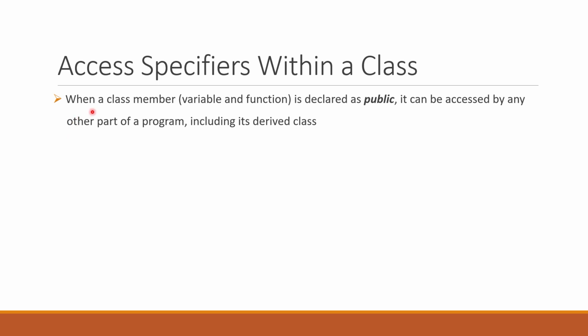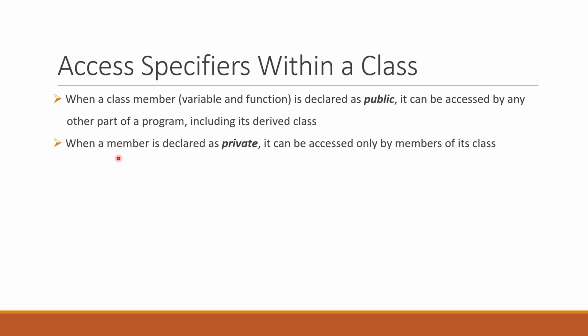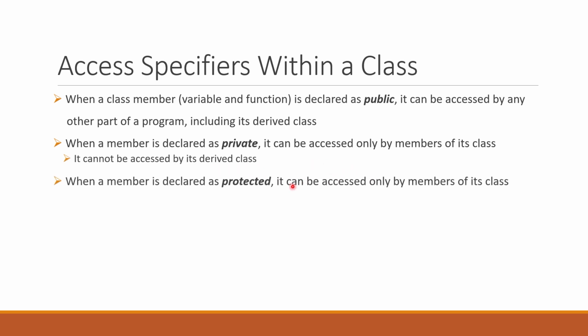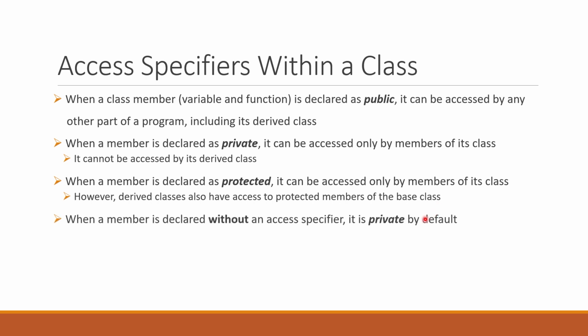Access specifiers within a class should already feel familiar to you. When a class member, variable, or function is declared as public, it can be accessed by any other part of a program, including its derived class. When a member is declared private, it can be accessed only by members of its class. It cannot be accessed by its derived class. When a member is declared as protected, it can be accessed only by members of its class. However, derived classes also have access to protected members of the base class. And as you recall, when a member is declared without an access specifier, it is private by default.